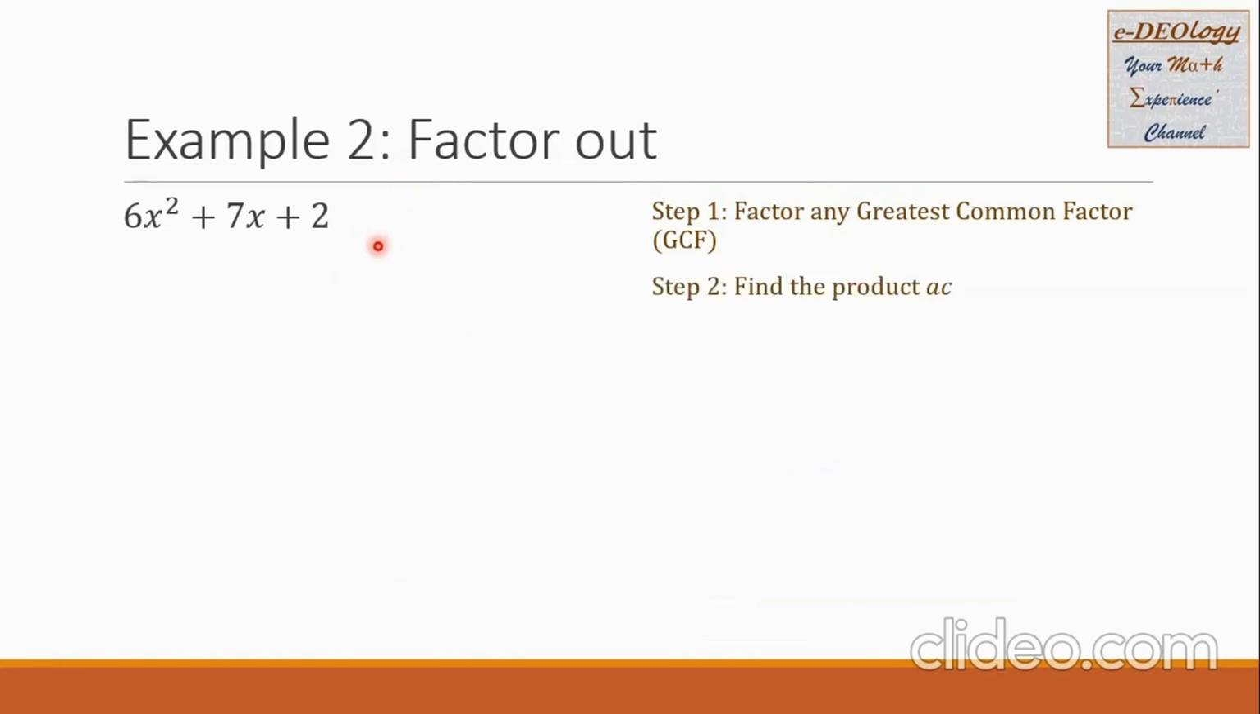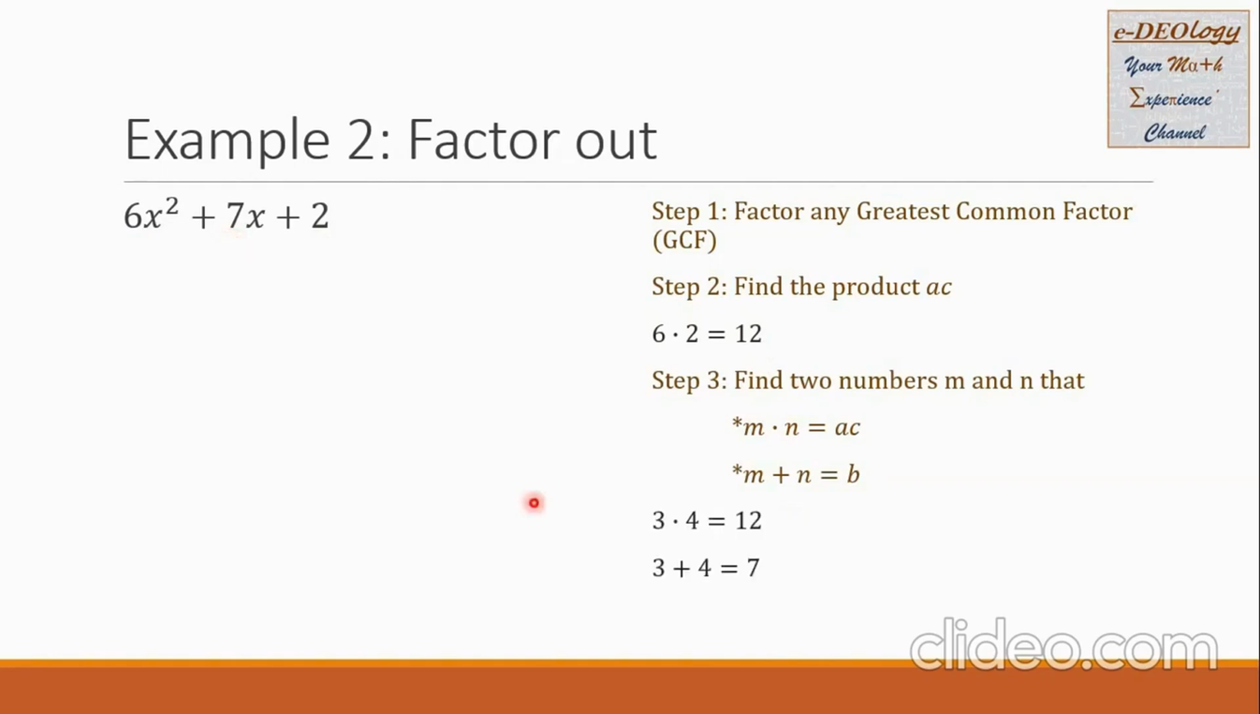We're going to find the product AC. The coefficient of x squared is the a, and that is 6. The constant 2, that is the c, we will multiply here. 6 times 2 equals 12. And then step 3, we're going to find 2 numbers, and these 2 numbers are factors of 12. And at the same time, if we add the 2 numbers, it must be equal to b. And that b is that number 7.